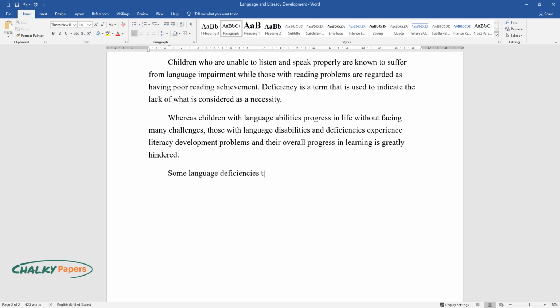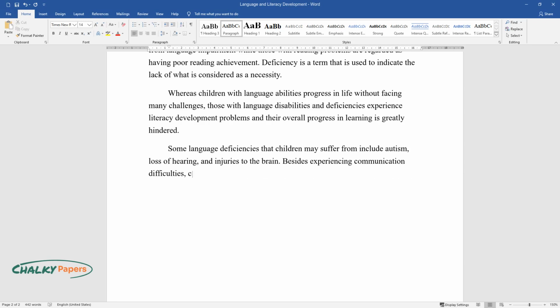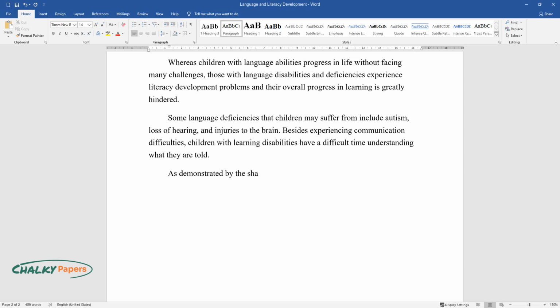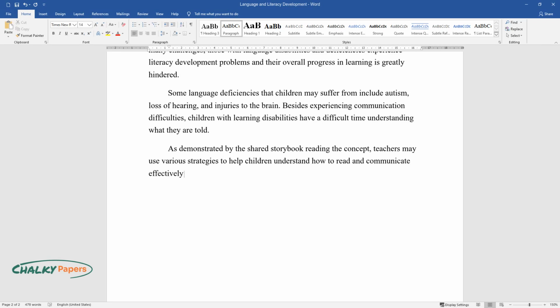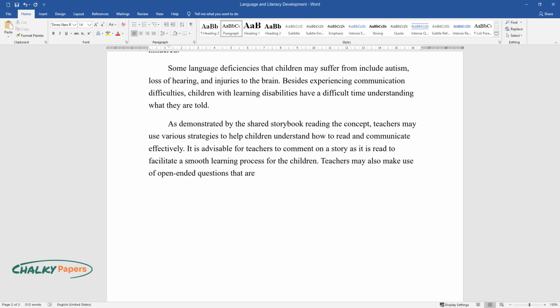Some language deficiencies that children may suffer from include autism, loss of hearing, and injuries to the brain. Besides experiencing communication difficulties, children with learning disabilities have a difficult time understanding what they are told. As demonstrated by the shared storybook reading concept, teachers may use various strategies to help children understand how to read and communicate effectively. It is advisable for teachers to comment on a story as it is read to facilitate a smooth learning process for the children. Teachers may also make use of open-ended questions that are linked to a story as well as follow-up questions to reinforce concepts.